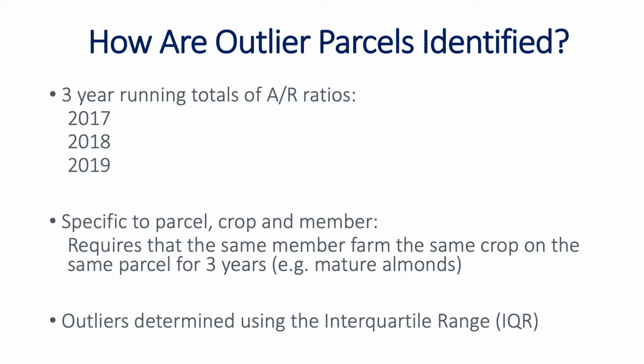And if there's no improvements, there is a chance that we may end up having to turn over names to the regional water board, but we're a long ways from that. So how are the outlier parcels identified?